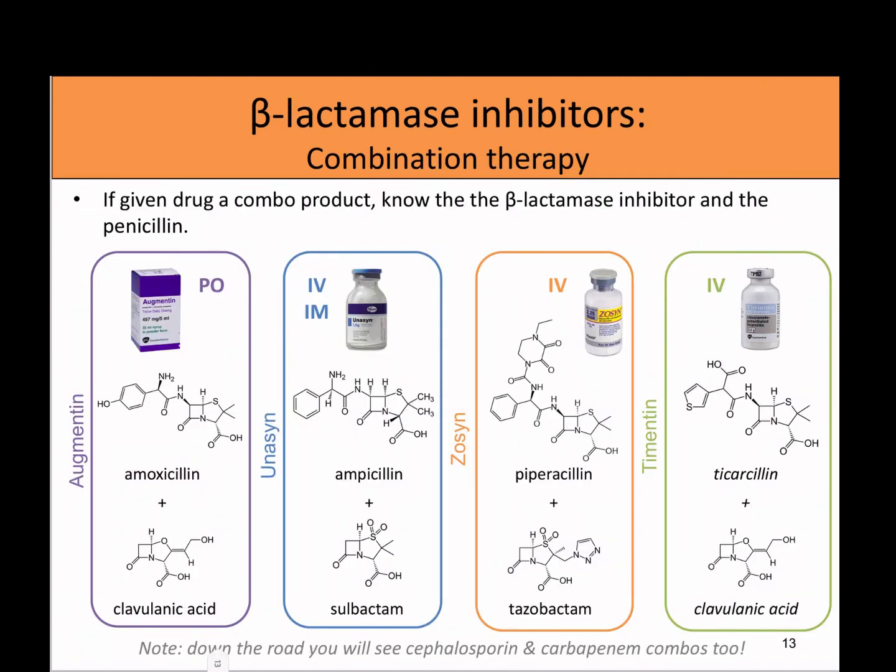By the end of this section, you're going to see several different drug combinations, and you're going to be able to identify what the agents in those combinations are. You're going to see Augmentin, which is amoxicillin and clavulanic acid. You're going to see Unasyn, which is ampicillin and sulbactam. You're going to see Zosyn, which is piperacillin and tazobactam. And you're also going to see Timentin, which is ticarcillin and clavulanic acid. The way I remember which beta-lactamase inhibitor is in Zosyn is it's that tazobactam.